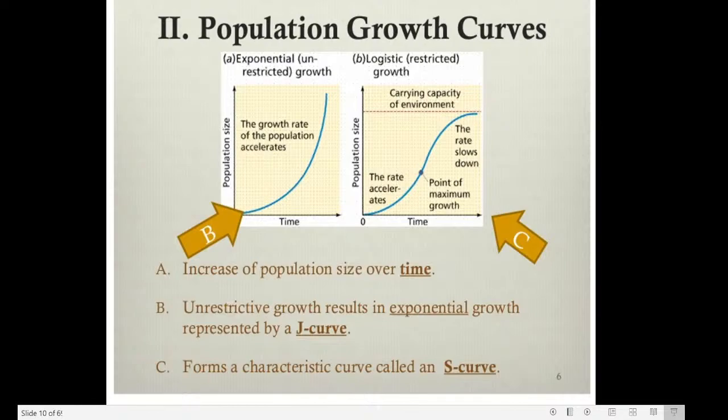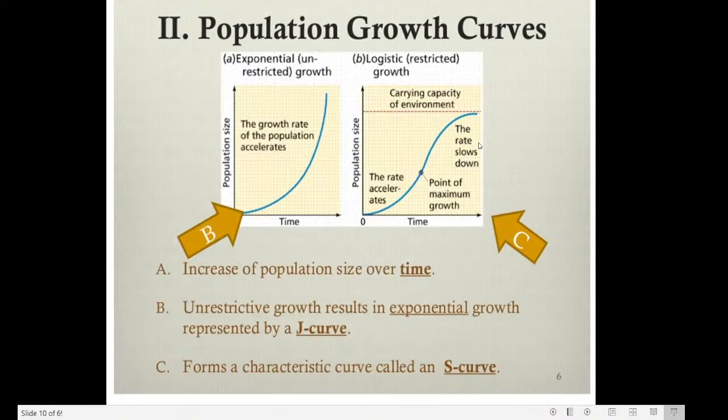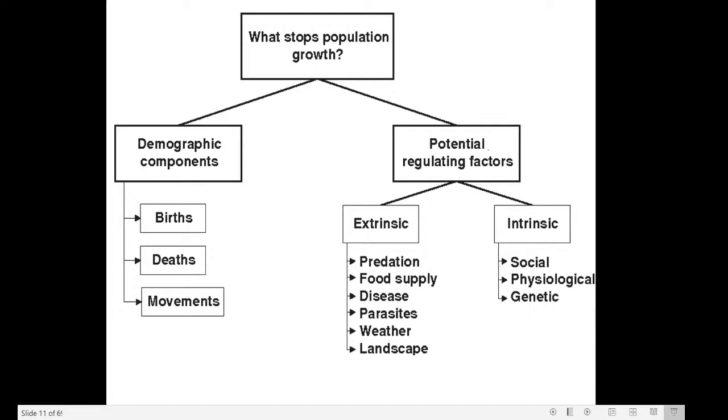Okay, what stops the population growth if we face the decline, right? Why does this decline phase happen? There are two different factors. One is the demographic component. Demographic components means human birth, death, movement, all those things. And population regulating factors are extrinsic and intrinsic. For any species, the population depends on its demographic components: birth, death, movement.